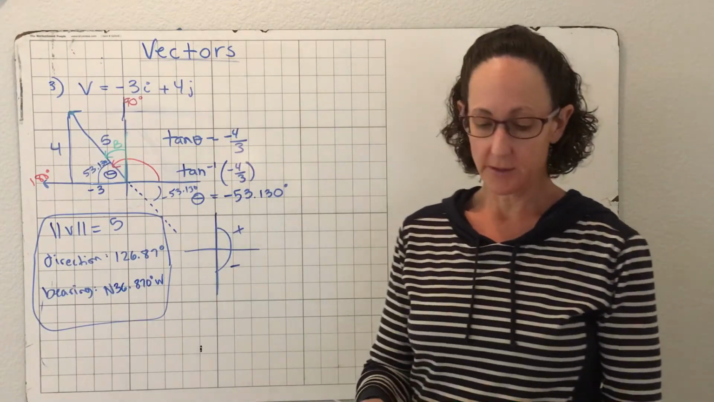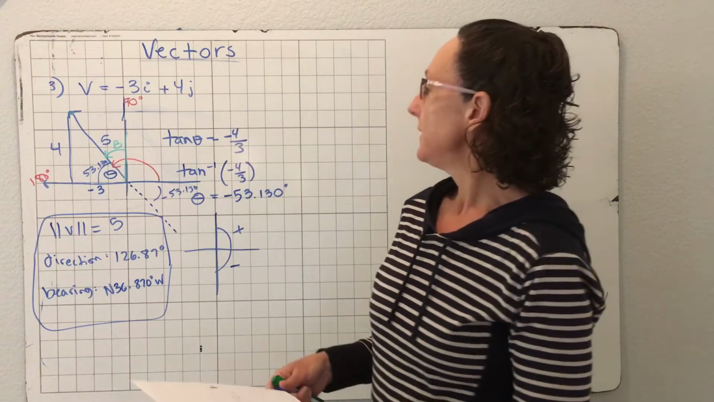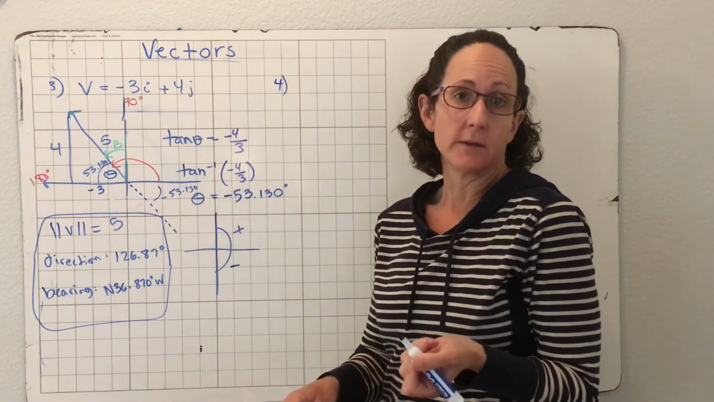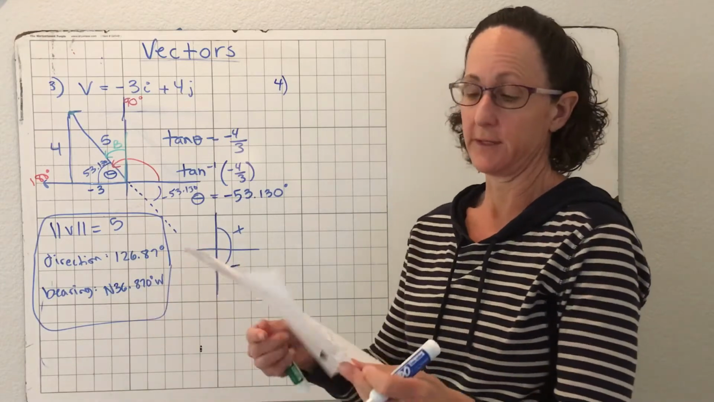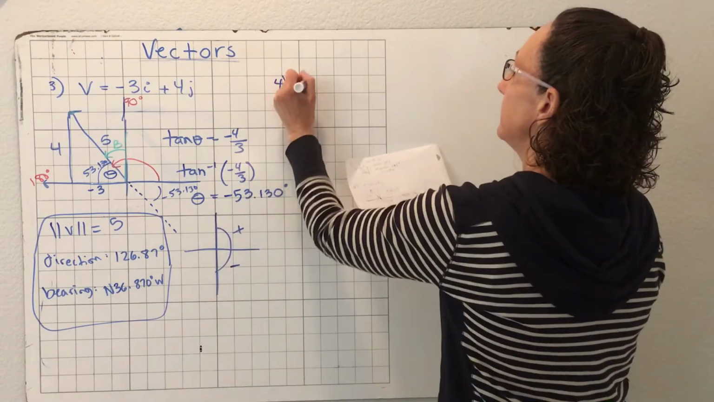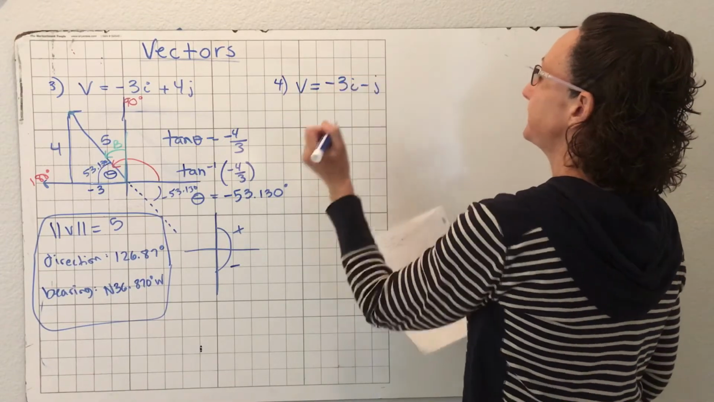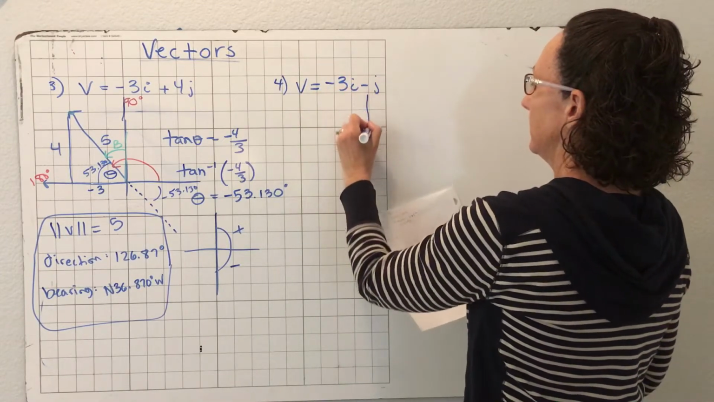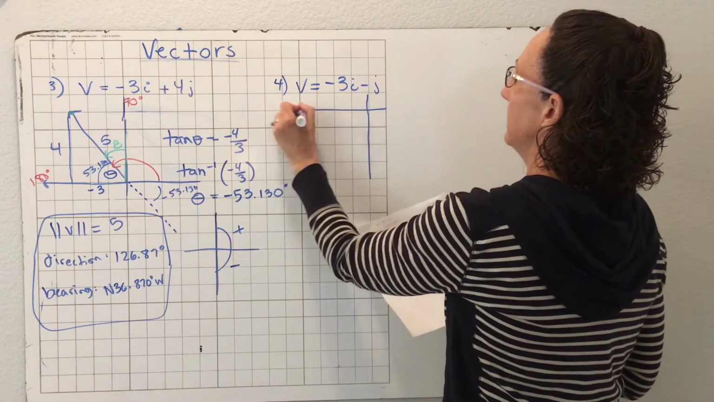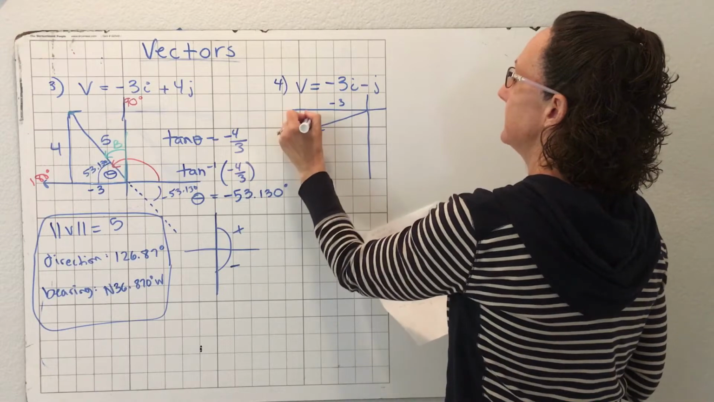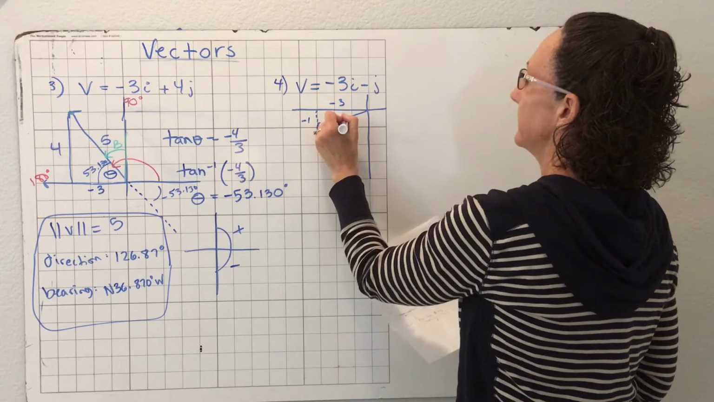Okay. All right, we're going to do one more of these. This one, you can try to do it by yourself and then fast forward to the answer and see if you got it right, or you can watch me step through it, okay? All right, so this one, the vector is negative 3i minus j. So that's negative 3, that's minus 1, and that's vector b.